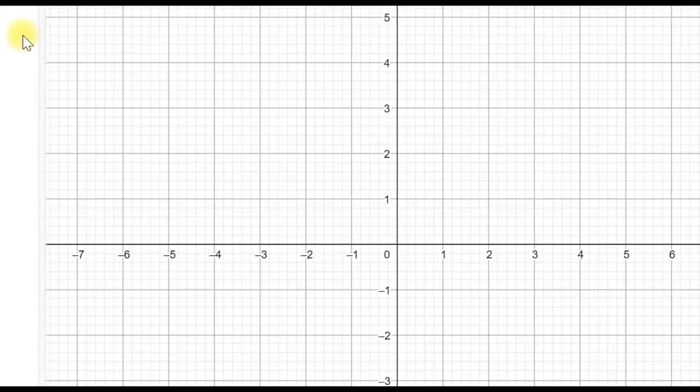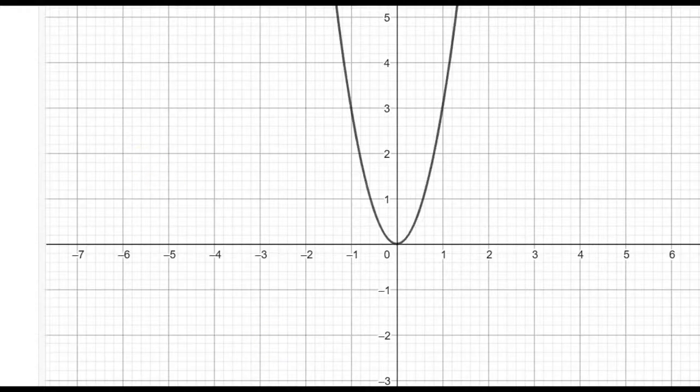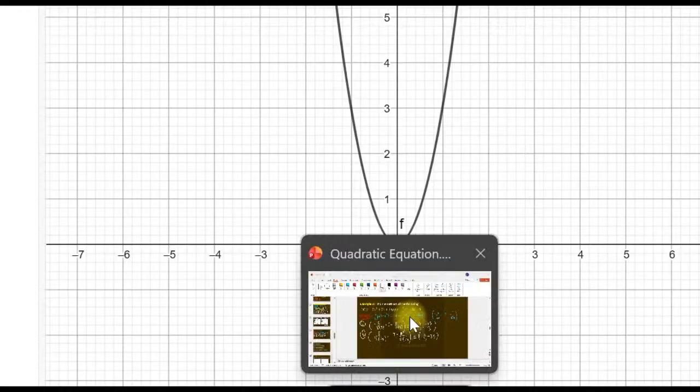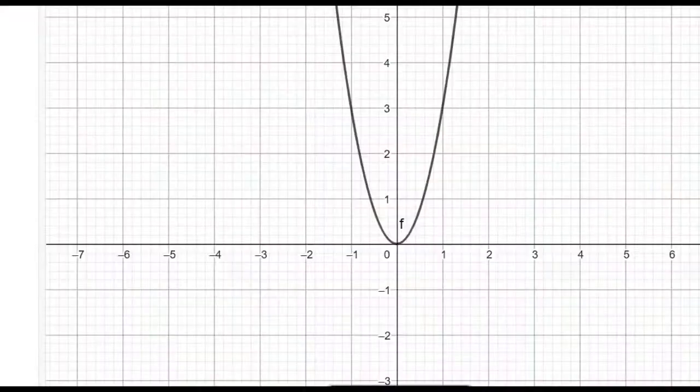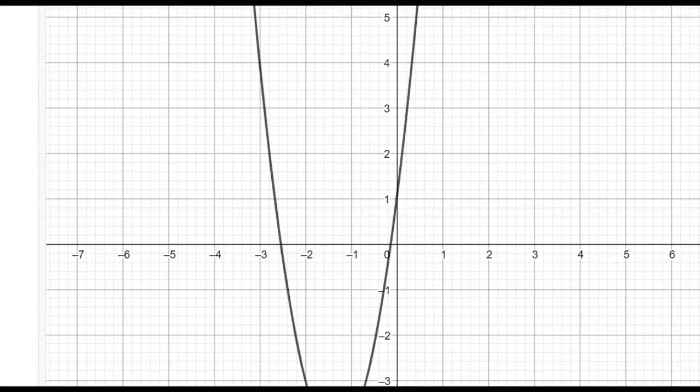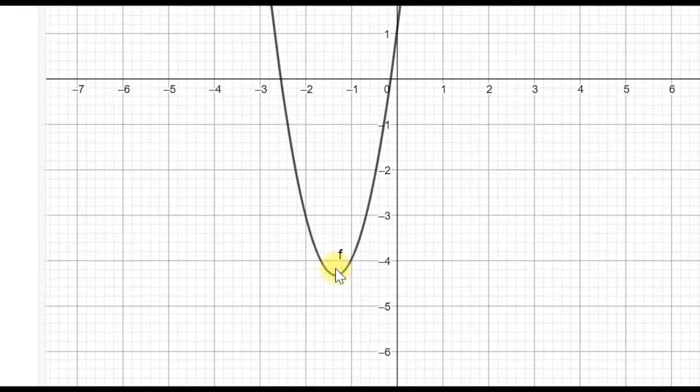So let's type y equals, the other one is 3x squared plus 8x plus 1. So let's check. So the vertex, what do you observe? The vertex. We got what? Let's check what we got.